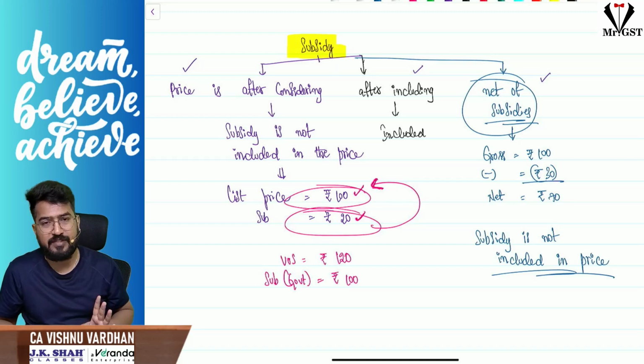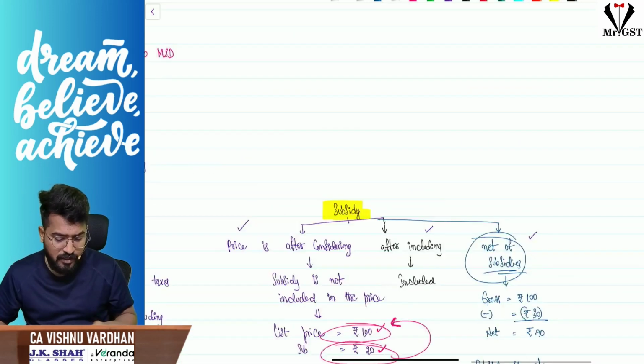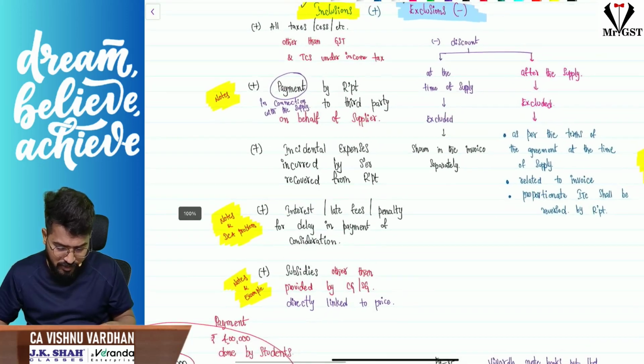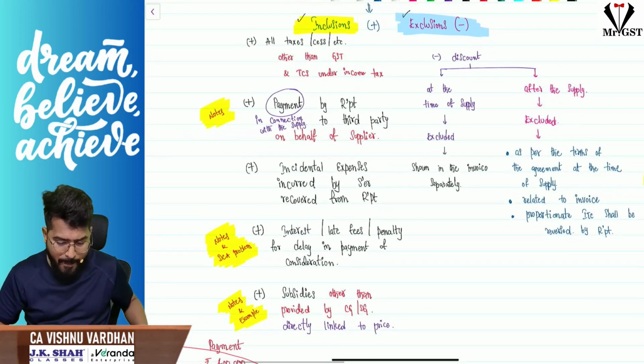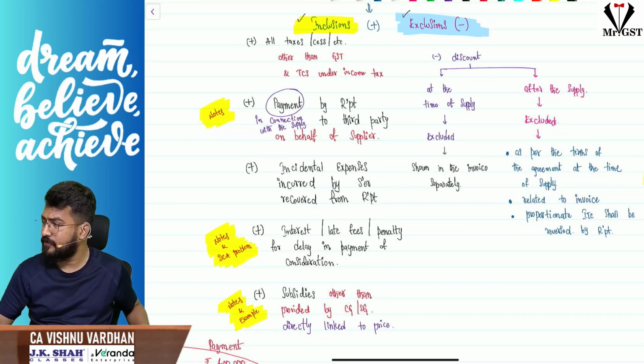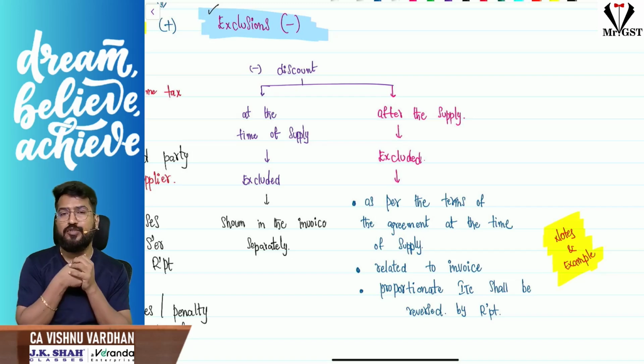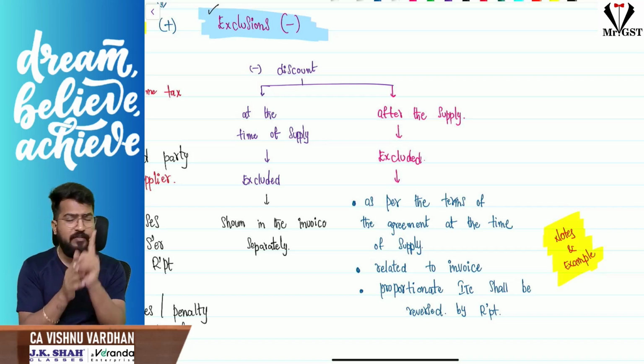So with respect to subsidies, we are done with the inclusions part. Hope you are clear with these inclusions. We have discussed 5 inclusions. Next, the exclusions: only one exclusion, discount.